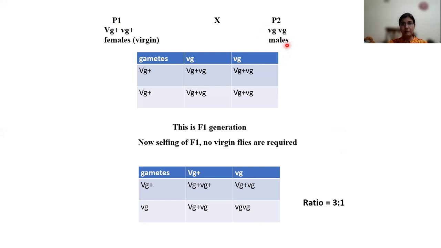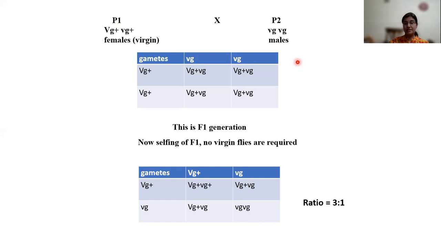The VG mutation is located on the autosomes. So when we collect the F2 flies, we do the counting of the F2 flies, we are going to calculate the ratio, we are going to record the phenotypic ratio of all the crosses, and then we are going to perform the appropriate statistical test.